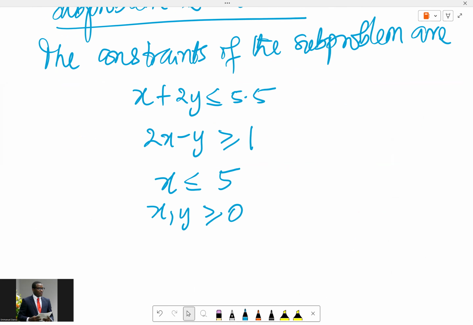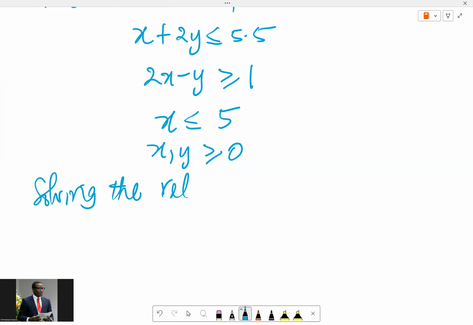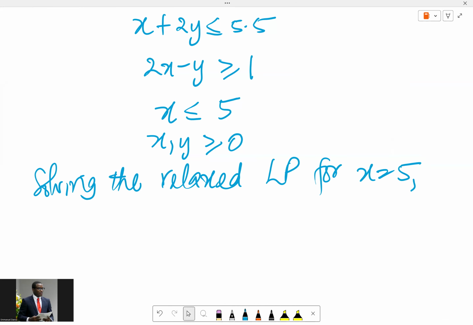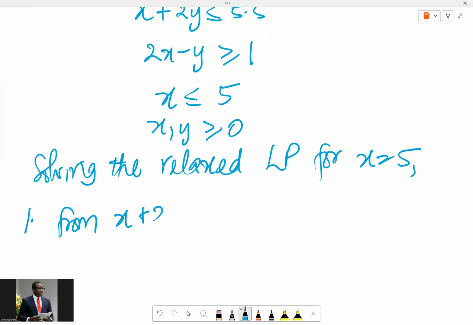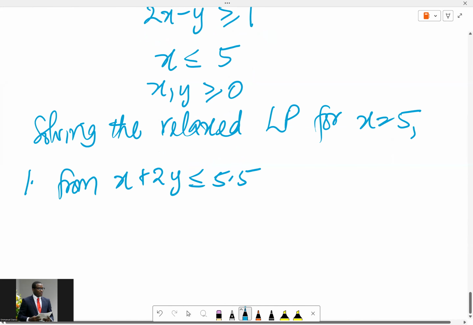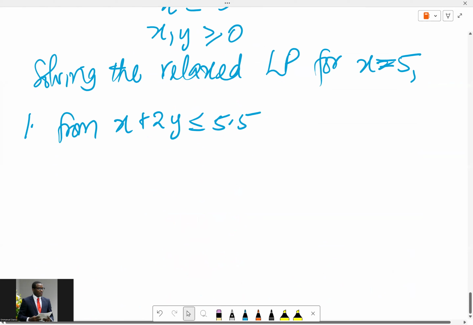But now we are focusing on integer programming, right? So if you're solving the relaxed LP, you now relax the LP again. Relaxed LP for x equals 5. I mean, we can easily do this without even having to go to the graph. Since we are relaxing it, it means instead of x less than or equal to 5, we're just saying x is equal to 5. That's what relaxation is about. So from x plus 2y less than or equal to 5.5, it means that x is now 5.